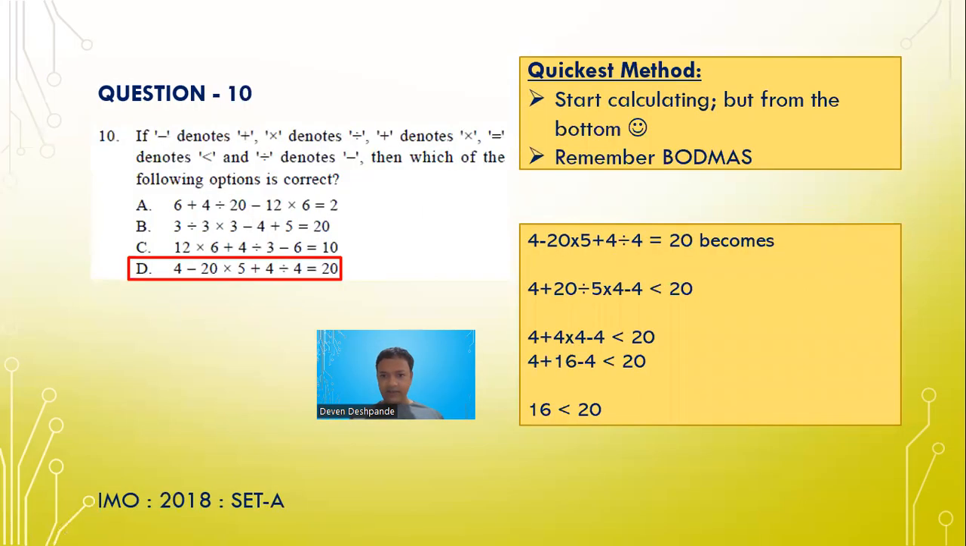So now let's see whether this is true or not. So 4 plus, BODMAS, division first, 20 divided by 5 is 4, into 4 minus 4, and then multiplication. So 4 into 4 is 16. So 4 plus 16 minus 4. 4 and minus 4 get cancelled. 16 is less than 20. Is it true? Yes, it is true. So option D is the correct option. So in such questions, you always start from the bottom, isn't it?